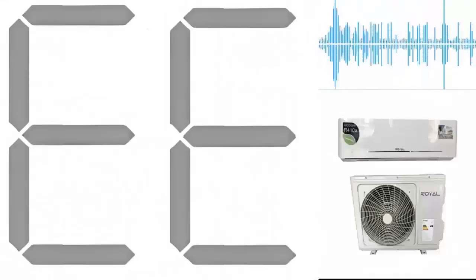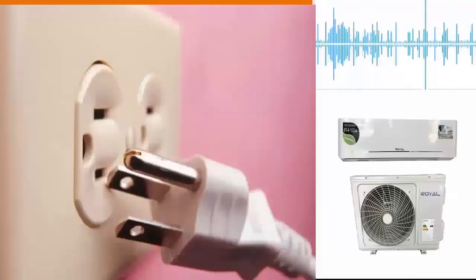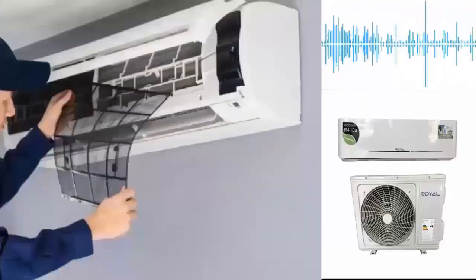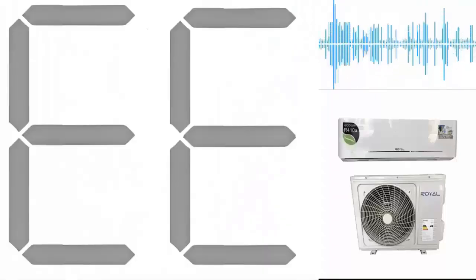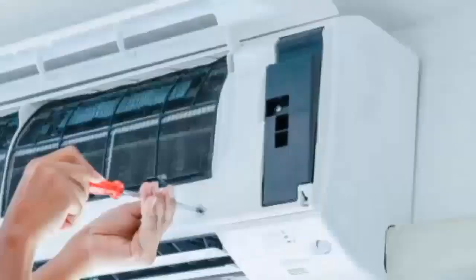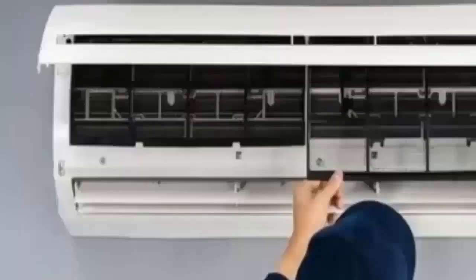Now let's study the troubleshooting steps for water drainage issues that cause the E code. 1. Disconnect the unit from the power for several minutes and check if the error persists. 2. Remove the covers of the indoor unit to access the drain pan and drain pipe. 3. Inspect the indoor unit for signs of excessive moisture, mold, or standing water.